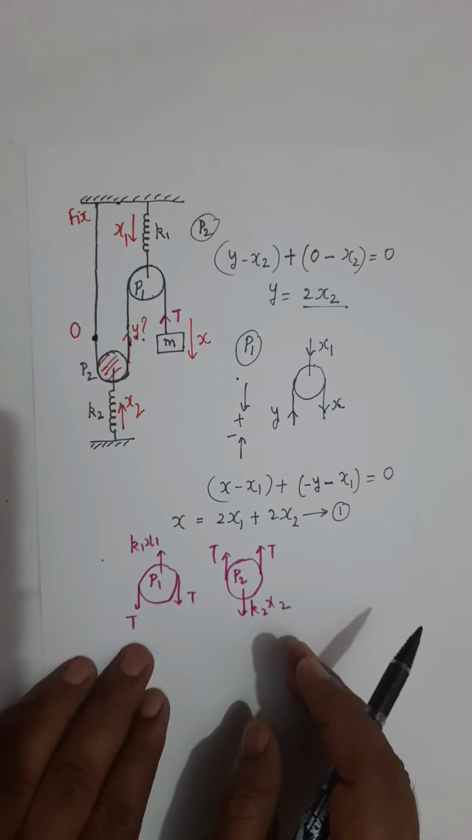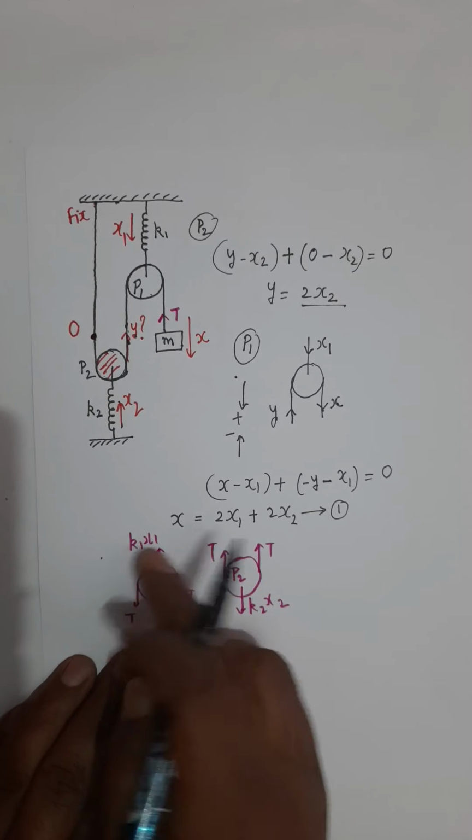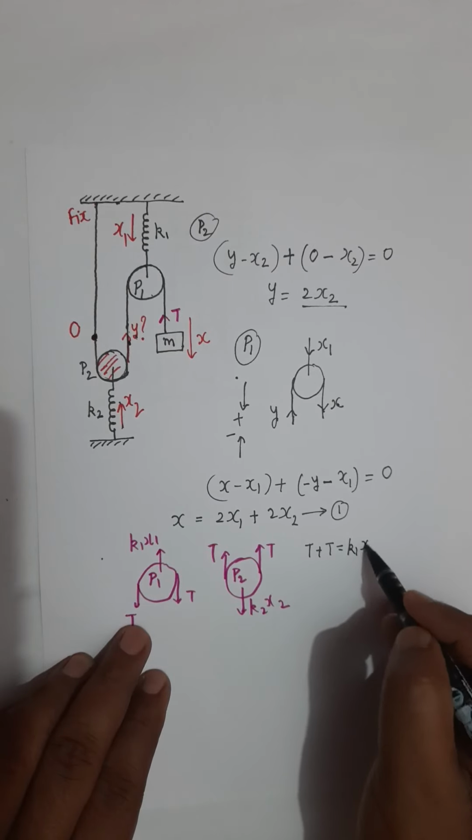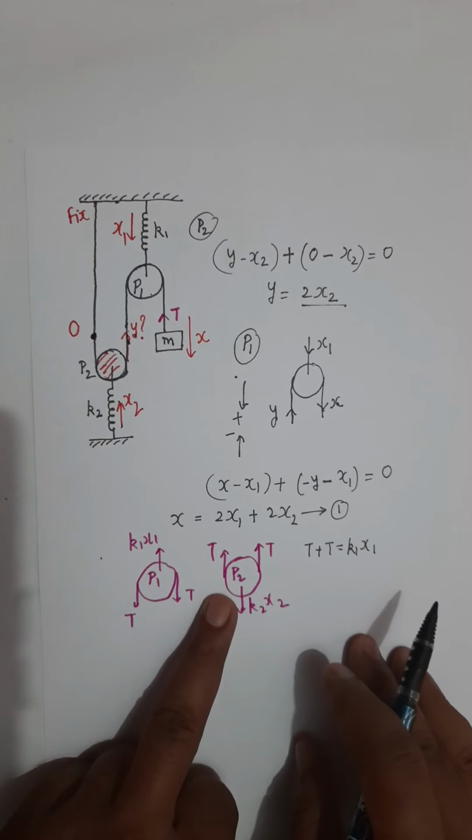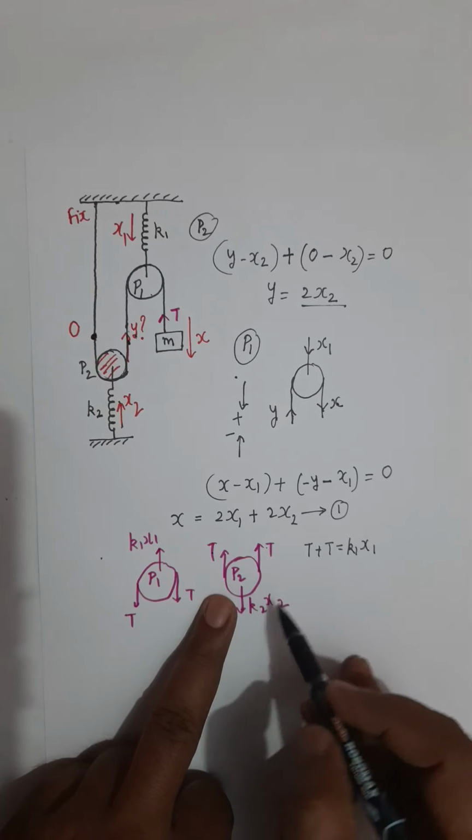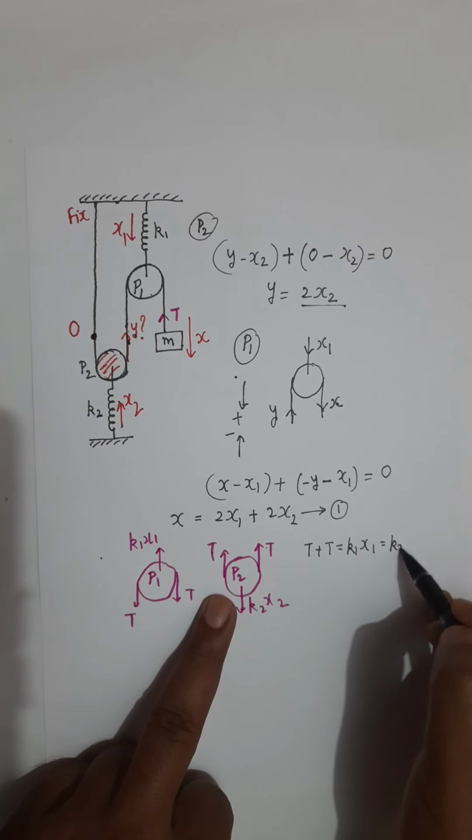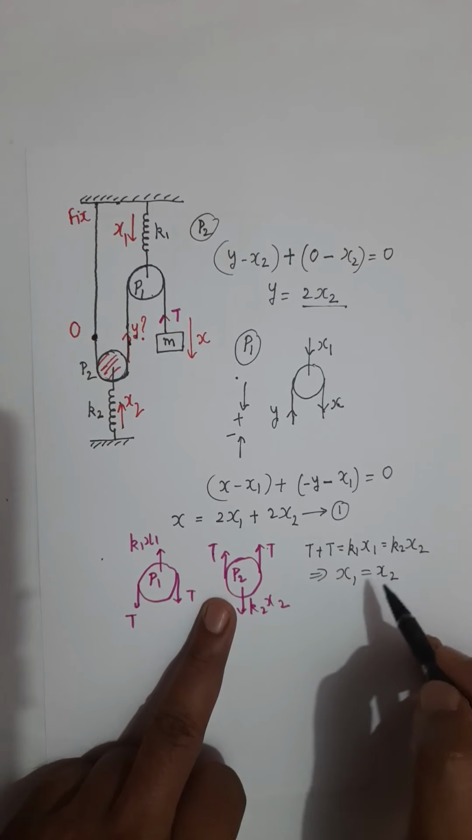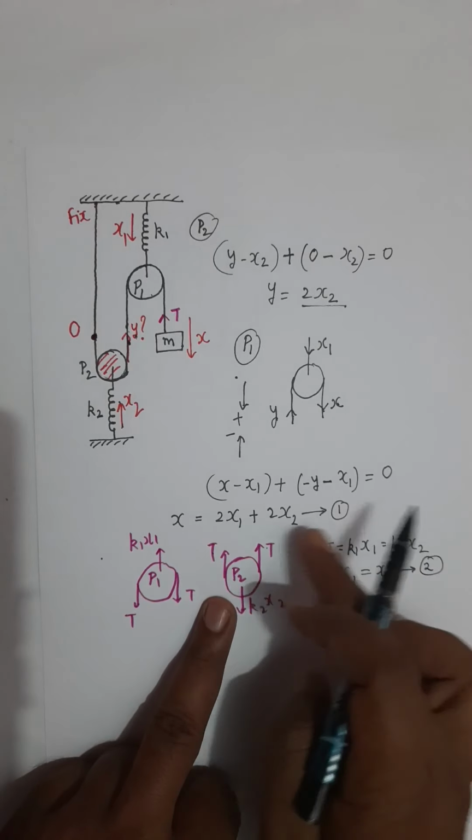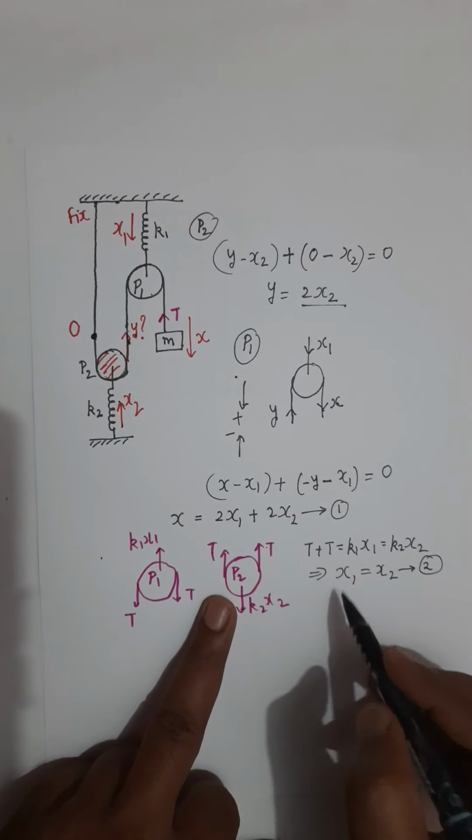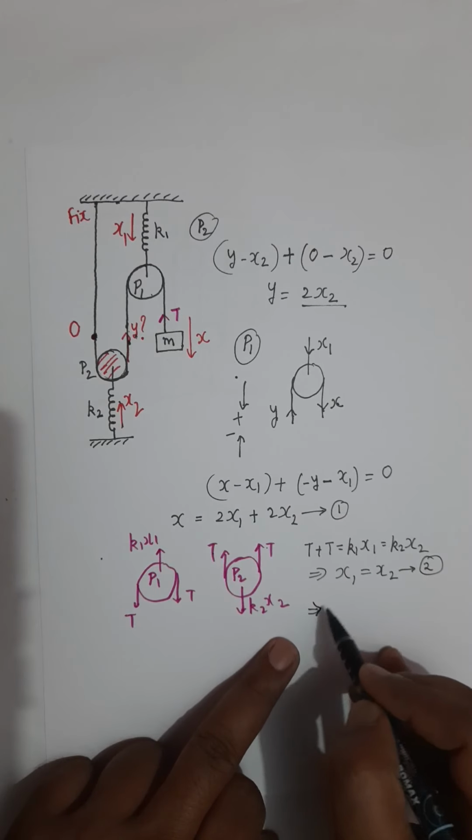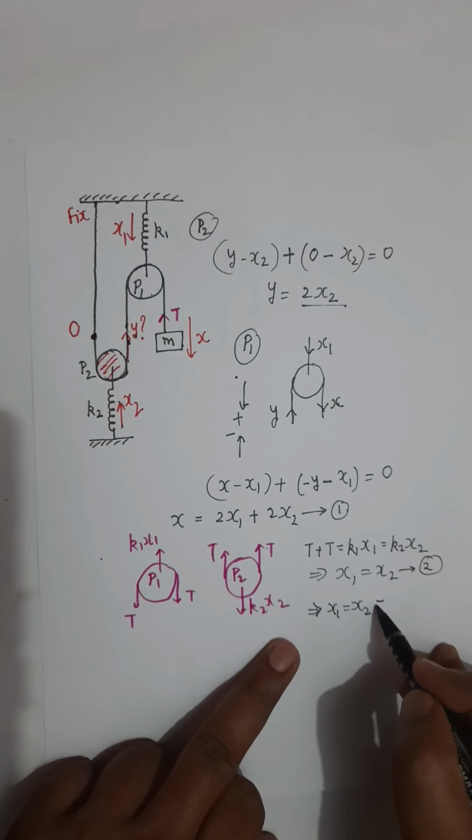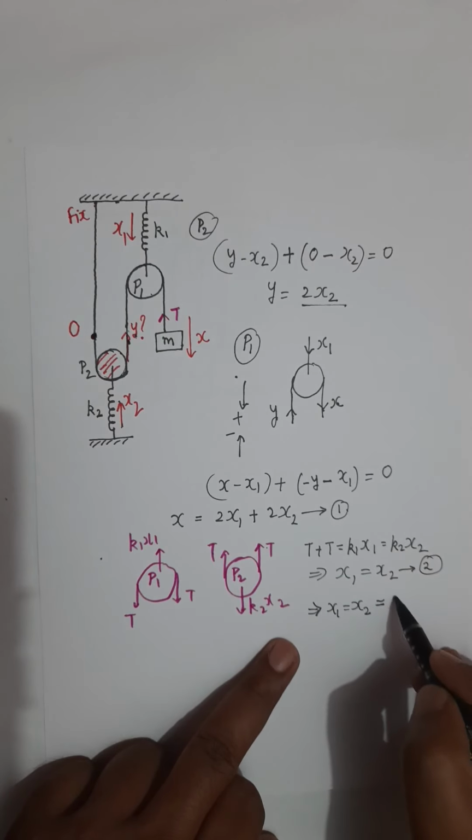From the ideal characteristics, T plus T must be k1 x1, and from the ideal characteristic for this pulley, T plus T must also be k2 x2. So it gives you information that x1 equals x2. This is my second equation. The first equation is twice x1 plus x2 equals x. Solving equation 1 and equation 2, you get x1 equals x2 equals x over 4.